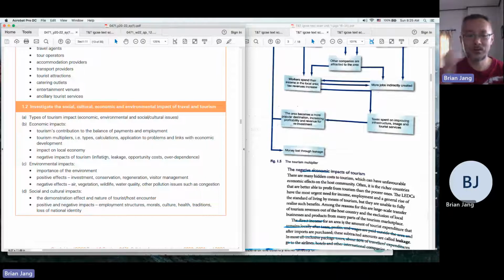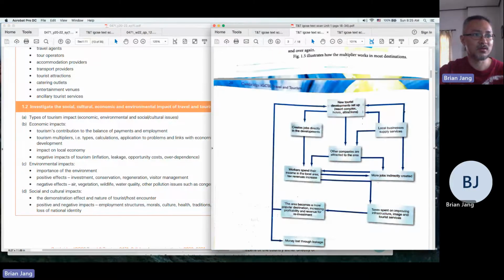When we talk about economics, you're going to be talking about the positive and the negative. The positive things are it creates jobs, it brings money into the economy, it produces a multiplier effect. You have to understand how the multiplier effect works. You look at this chart and see where the money is going, starting from the tourists, and you follow the arrow.